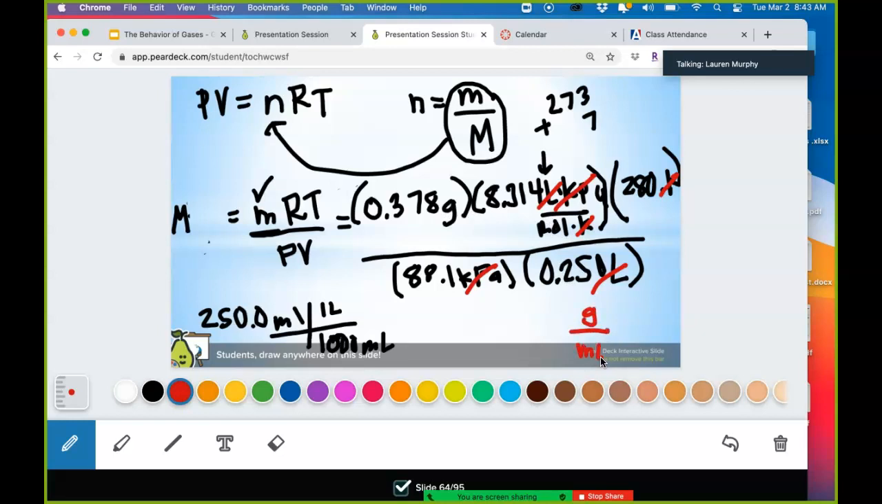Grams divided by moles. I want to give you a second, please, to punch all of these numbers into your calculator. I'll just double check it. So if you got 400, that's probably a calculator issue. It's definitely 40.